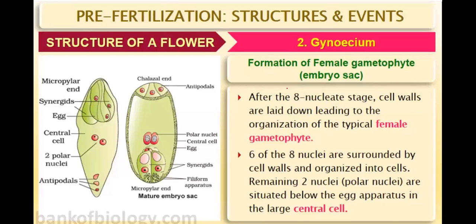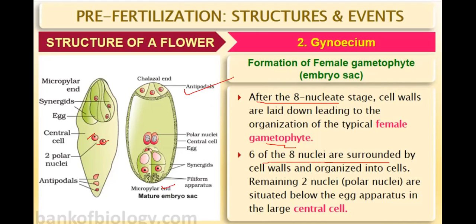Formation of the female gametophyte we are doing. After the 8-nucleate stage, cell walls are laid down, leading to the organization of the typical female gametophyte. 6 of the 8 nuclei are surrounded by cell walls and organized into cells. The remaining 2 nuclei, the polar nuclei, are situated below the egg apparatus in the large central cell. Now there will be formation of cell walls. After the nucleus divides, the cell will also divide, producing 3 antipodal cells.